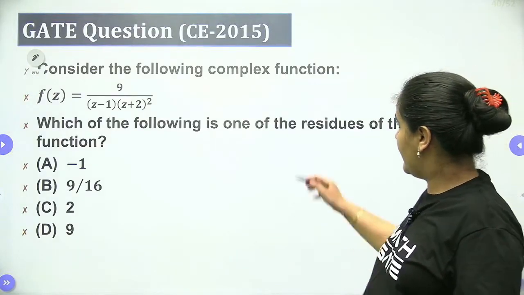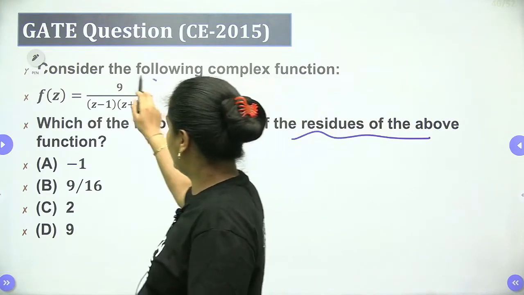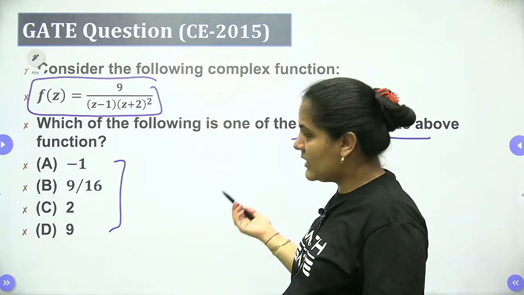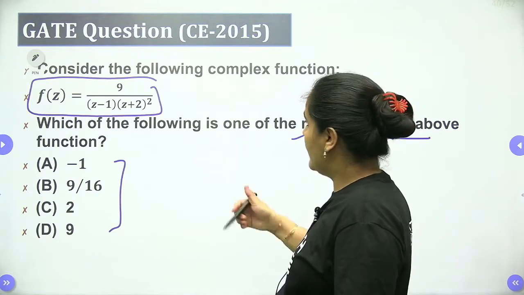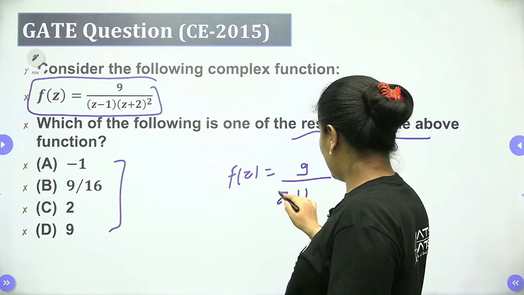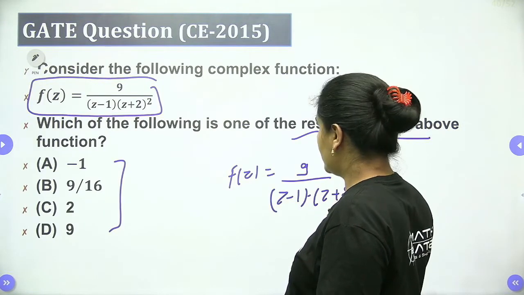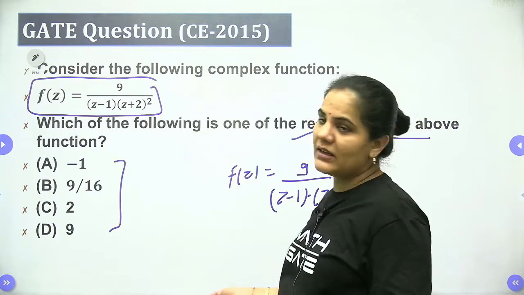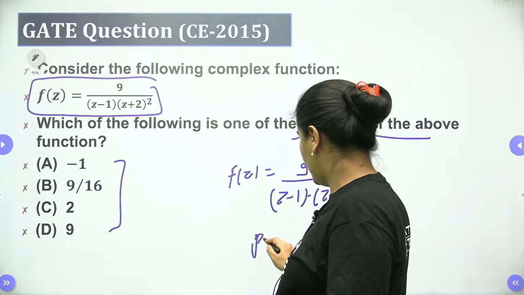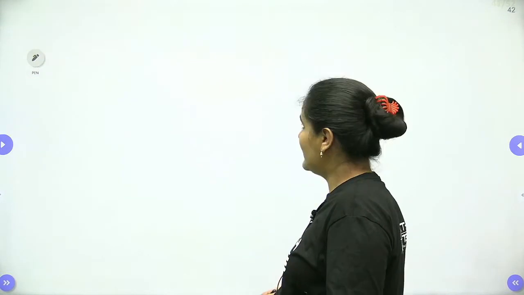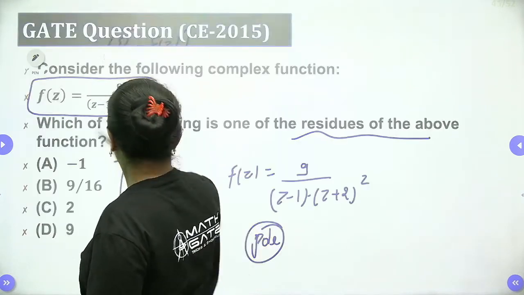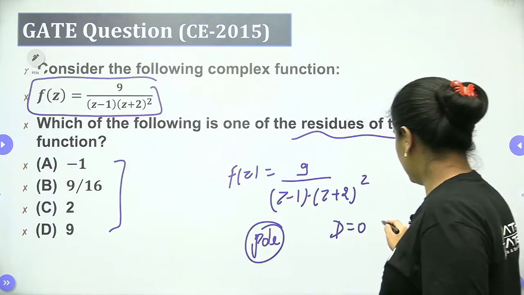Now, which one of the following is the residue of the above function? We have options. So let's find the residue. We know the function is f(z) equals 9 by (z minus 1)(z plus 2) whole square. Here we don't have any point, so we can find the residue at its poles only. The poles are where the denominator is equal to 0.